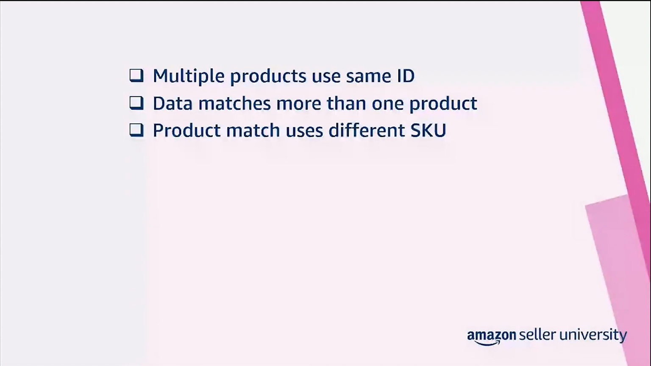Sometimes Amazon will find a product match listed with a different associated stock keeping unit or SKU. This can happen if you reuse previously associated SKUs. To fix this issue, delete the SKU and resubmit your product data.